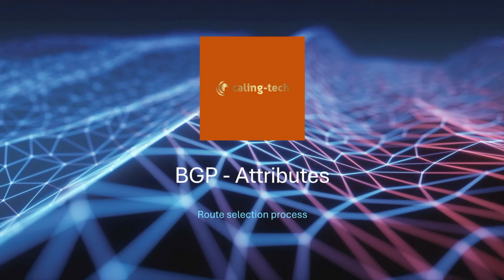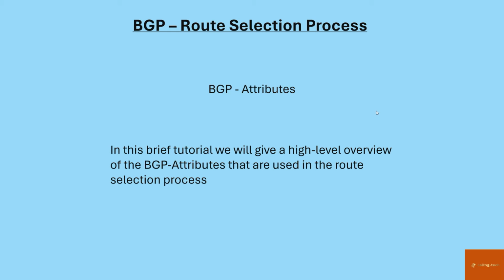Welcome to this video on the BGP attributes that are utilized for the route selection process. Please note before we continue, this is from a high level perspective. We do not dive deep into the attributes in this video. There are other videos coming that will go into each one and show them in a live scenario in action. So the BGP route selection process, as I've stated, uses the BGP attributes. So in this brief tutorial, and it is brief, we will give, as I've stated again, a high-level overview of the BGP attributes that are used in the route selection process.